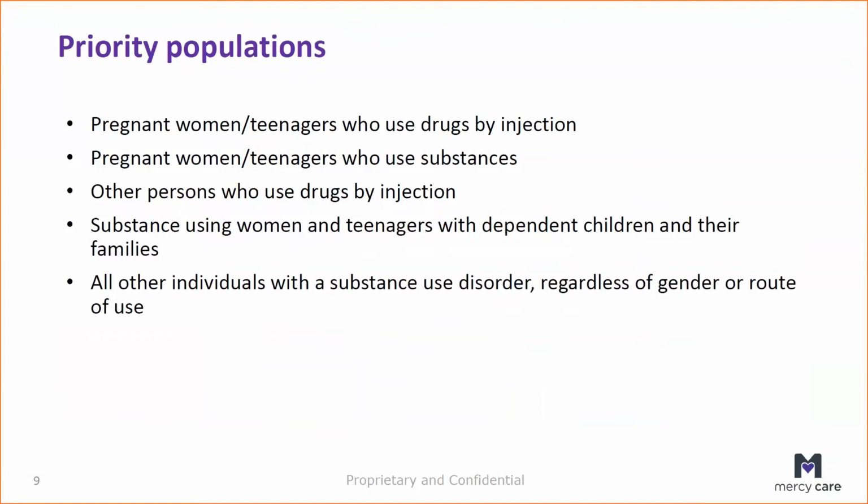The priority populations for SABG are pregnant women or teenagers who use drugs by injection, pregnant women or teenagers who use substances, other persons who use drugs by injection, substance-using women and teenagers with dependent children and their families, and all other individuals with a substance use disorder, regardless of gender or route of use. Next slide.